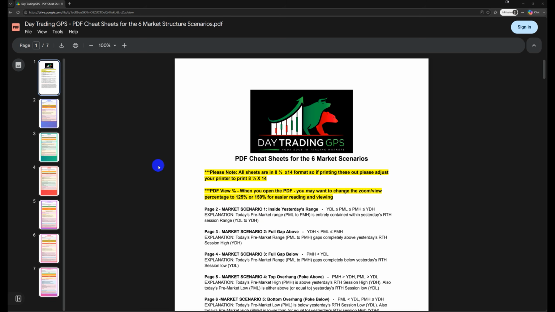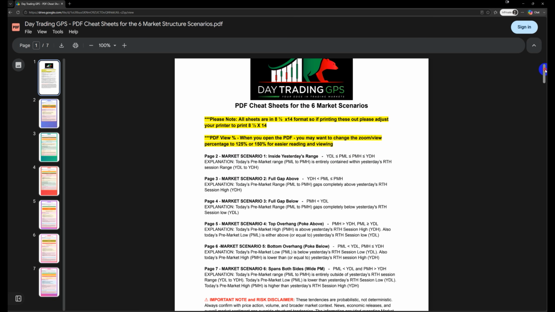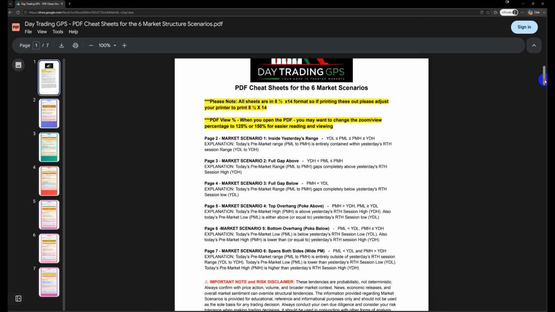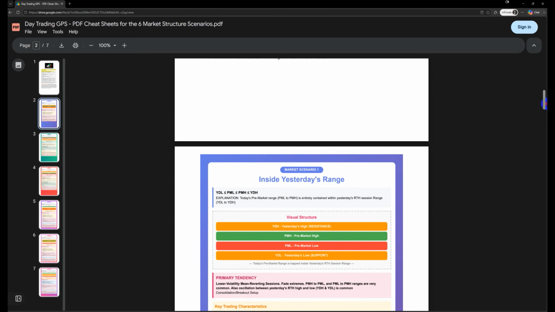Okay, here are the PDF cheat sheets. It starts off with a one-page summary, which is basically your cover page. These are all in 8.5 by 14 format. If you're going to print them out, you can download them to your computer, or you can just look at them on your screen. If you print them, make sure you use legal size paper, 8.5 by 14.